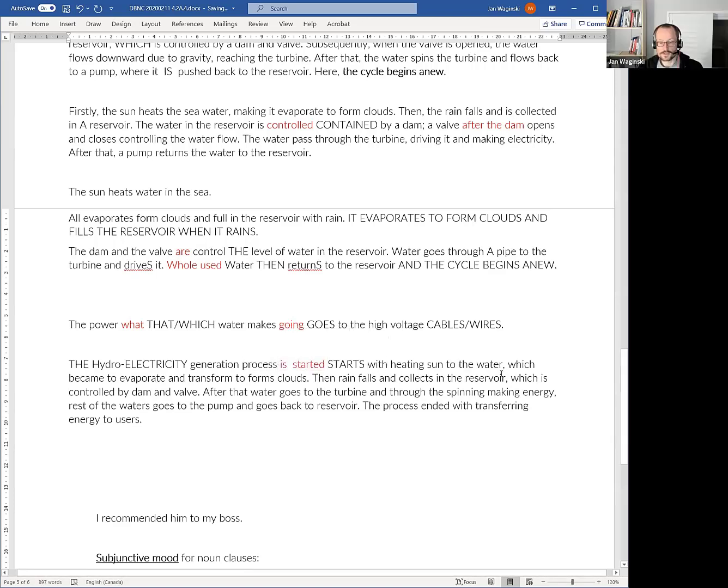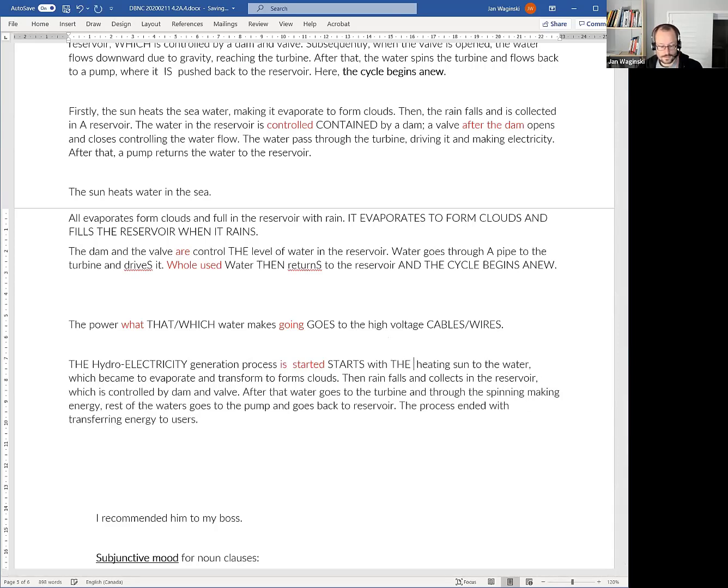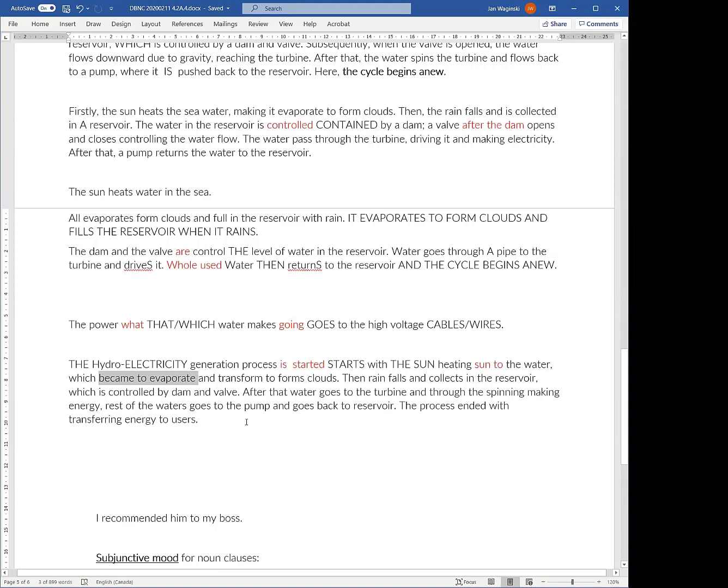Heating sun to the water with the sun heating the water. It starts with the sun heating the water, which became to evaporate. Could you simplify? Can you delete 2 words here to simplify this? Which evaporate. Just one word, evaporate.